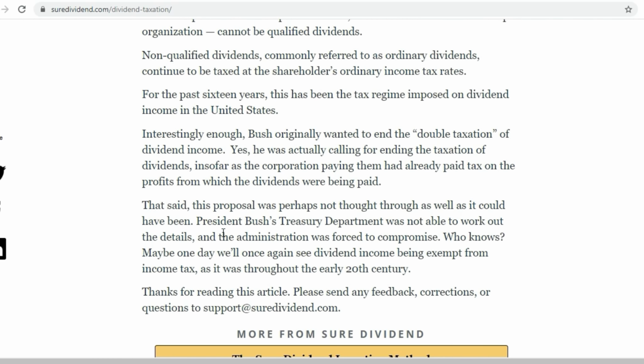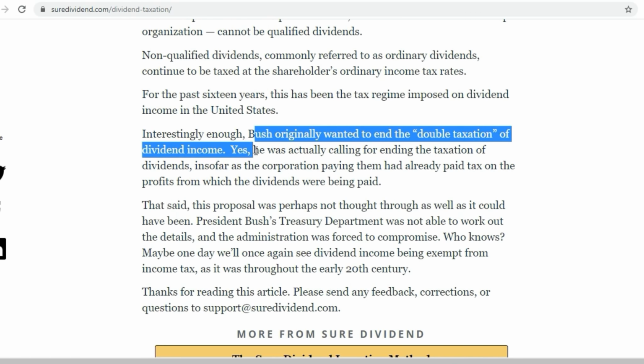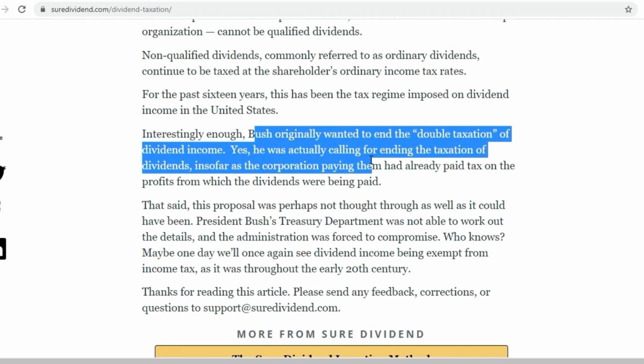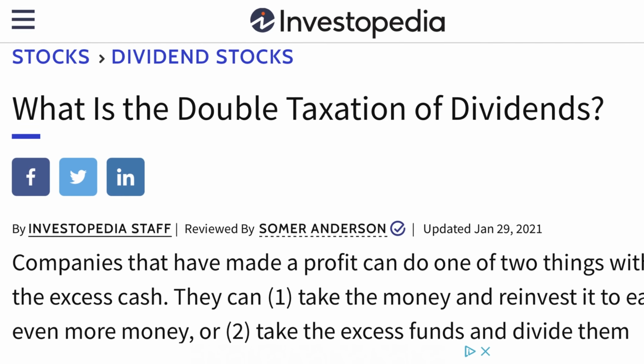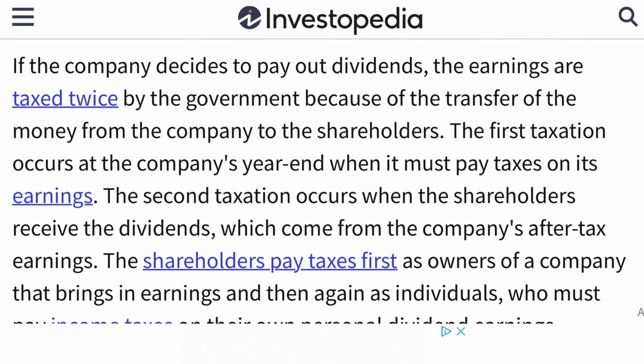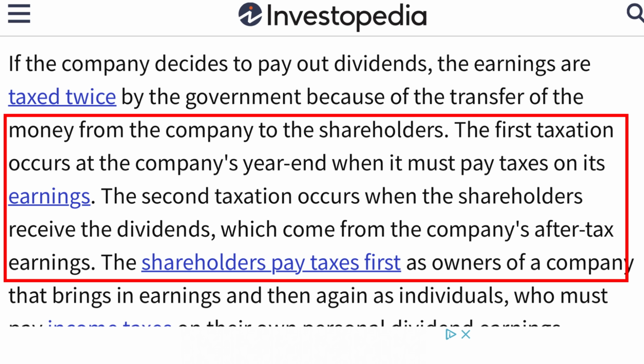One thing I thought was very interesting is it says here, interestingly enough, Bush originally wanted to end the double taxation of dividend income. Yes, he was actually calling for the end of the taxation of dividends. And the important part to understand here is that dividends are actually a form of double taxation. Corporations, when they pay taxes, have to pay taxes on their overall income. And then from that income, they pay dividends. And then those dividends are taxed again at the individual investor level. It's double taxation. So from that perspective, you could say, well, maybe they shouldn't be taxed.